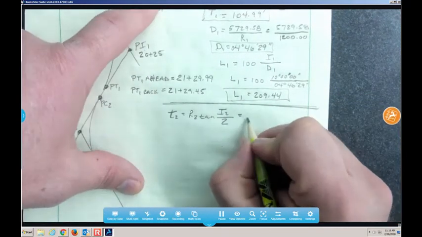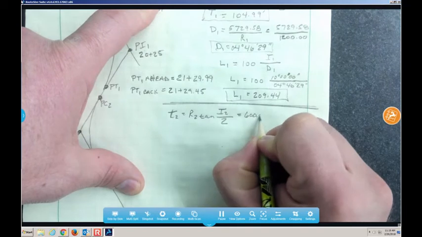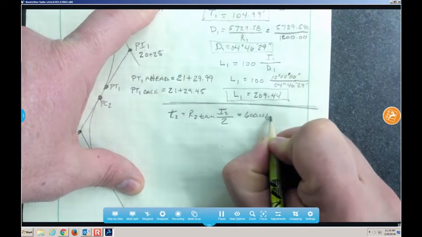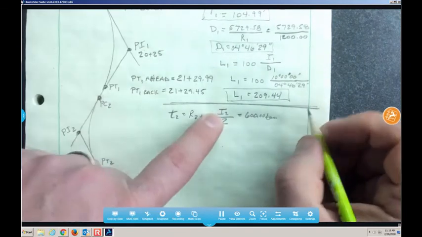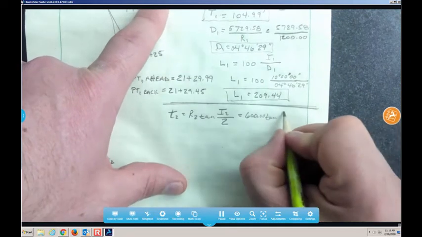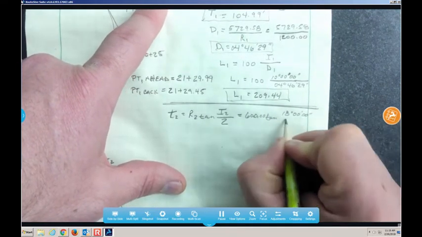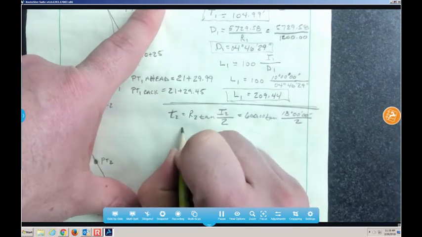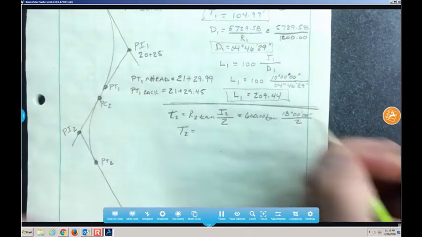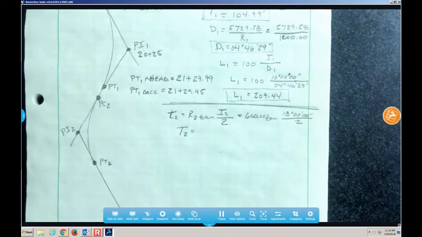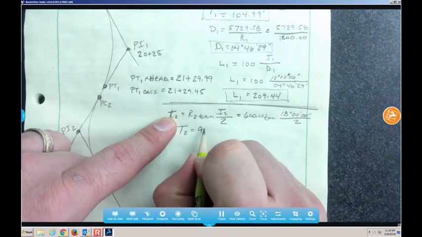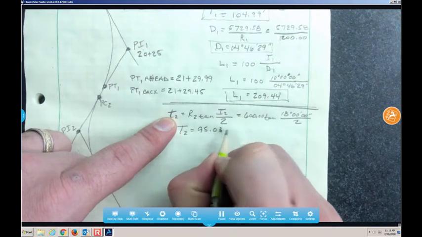So R2 is 600, tangent, I2 is 18 degrees 00 minutes 00 seconds over 2. So T2 equals what? 95.03 feet.